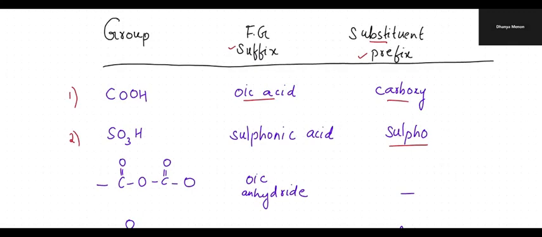So please take a screenshot. You have to memorize the names: when the different functional group becomes the suffix, or the primary functional group, we use the suffix. And if it becomes a substituent, we use the prefix. Okay, so for different functional groups, there are different names. Then the third one is anhydride.